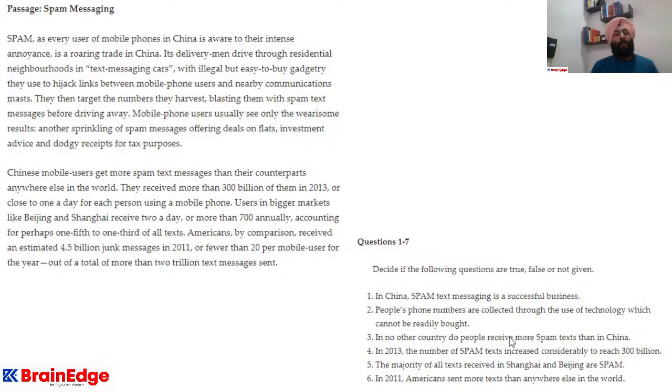The problem here is this is not a contradiction. One is sending, one is receiving, but they are not contradicting each other. It can be a possibility they might have sent or they might have received the messages, but this is not mentioned here. This particular statement is not mentioned at all. In that case, this goes for not given. This is a not given, right?